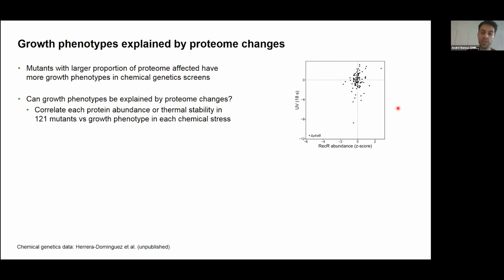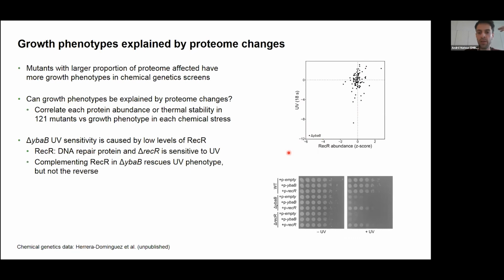And we can go one step further and we can ask if we can explain growth phenotypes by proteome changes. So one example is by correlating protein levels to certain phenotypes. So here I'm plotting the abundance of a protein, REC-R, against sensitivity to UV, and you can see that there's a good correlation between the levels of REC-R and the sensitivity of cells to UV, probably driven by this one mutant, but this is simply because we only profiled 121 mutants, so we didn't populate this region of the plot. So the question now is: is this mutant sensitive to UV because it lacks this gene YBAB or because it lacks REC-R, which is a DNA repair protein?